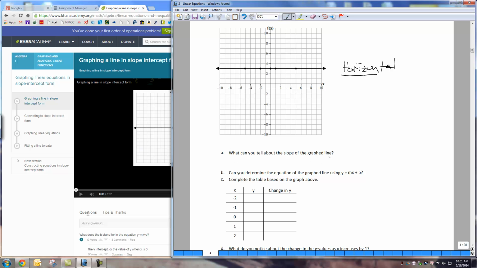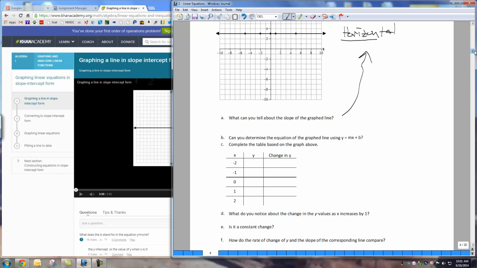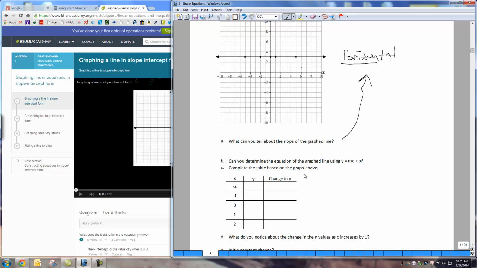What can you tell about the slope of the graph line? It's flat, or it's horizontal, right? That's what I can tell about the slope. It's neither increasing nor decreasing. So let's see what happens here. So what is my b value?